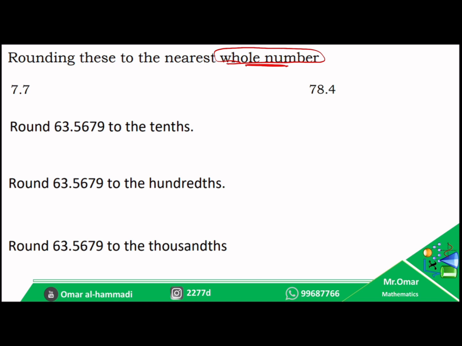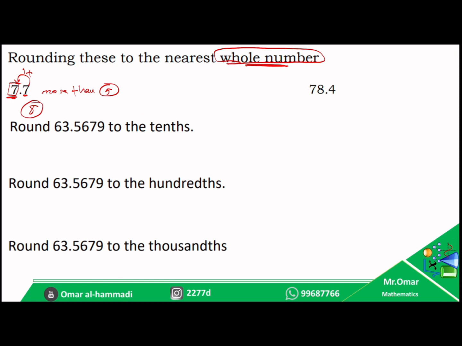So we have 7.7. Just draw a square or a triangle around this. This is the whole number. Now we look after the point, and we have 7. 7 is more than 5, so we will round it up. We will add plus 1. So the number, after rounding to the whole number, will be 8.